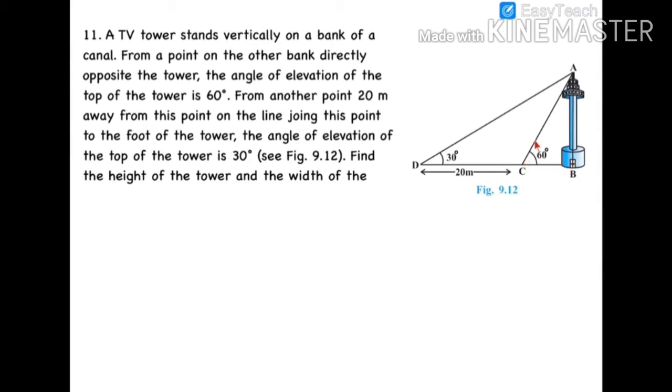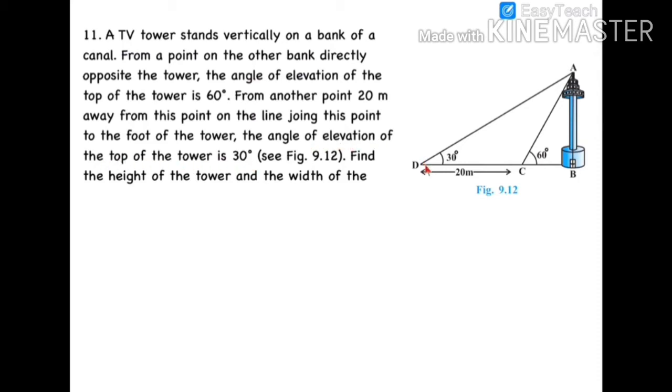From this point, if the observer looks at the top of the TV tower, the angle of elevation with the ground is 60 degrees. From another point 20 meters away from this point, on the line joining this point to the foot of the tower. So this point is D in the figure, which is 20 meters away from point C and is along the line joining the foot of the tower. The foot of the tower is B. The angle of elevation of the top of the tower is 30 degrees.